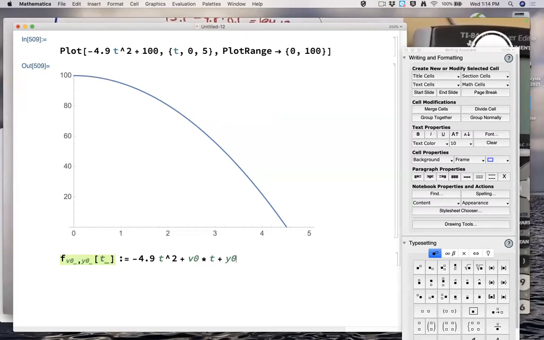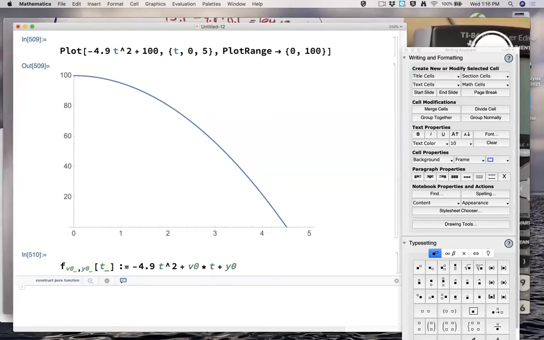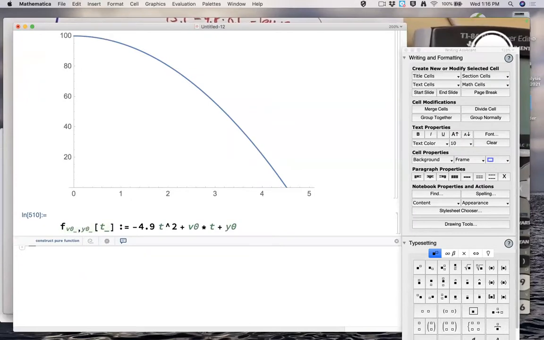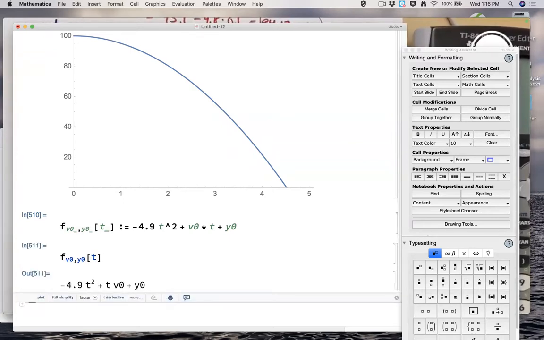Now that I've typed it like this, I can enter it. I typed Shift, Enter. If I want to confirm that I've entered it, I can hit the subscript button again and type f, tab, v0, y0, tab over, t with no underscores, enter that and see the formula spit back at me. That means it is now stored in Mathematica's memory. That's good, that's what I want.